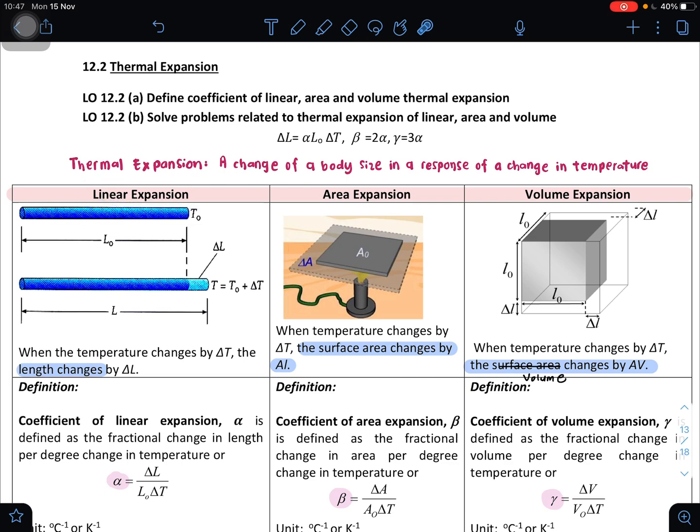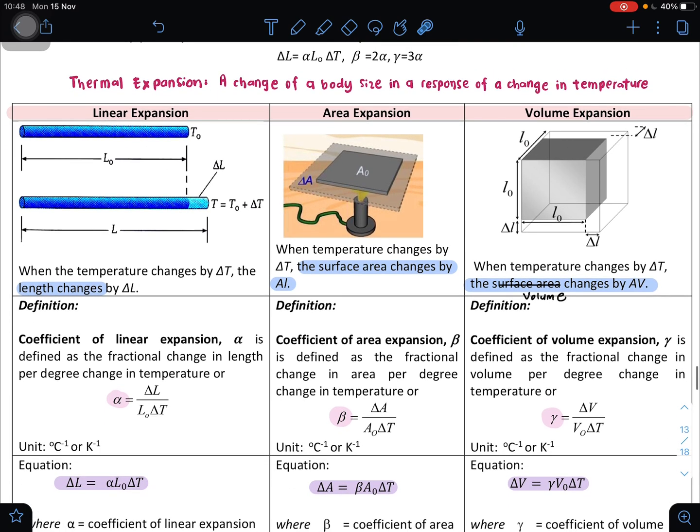So when the temperature changes, the length will also change. So linear expansion here means the change in terms of length. Initially the length of the solid may be 10 meter, and then when there is a change in temperature, meaning the solid is heated, the solid will expand by maybe 0.5 meter. So this change in length, we call it delta L. And L is the final length of the solid.